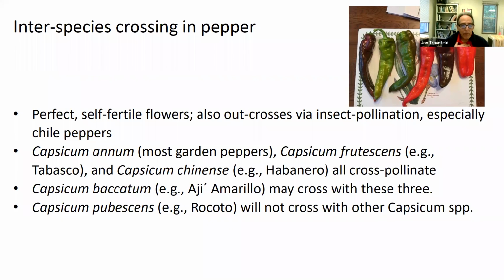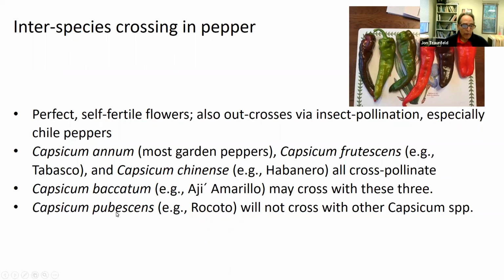In the case of peppers, though, we do get crossing between capsicum annuum, which includes jalapeno, serrano, so chili peppers. All of our sweet peppers are in capsicum annuum, and it will cross with these three other species of capsicum: frutescens, chinense, and, I'm sorry, those three will cross, right? So those three will cross, and then capsicum bacatum will also cross with these three.